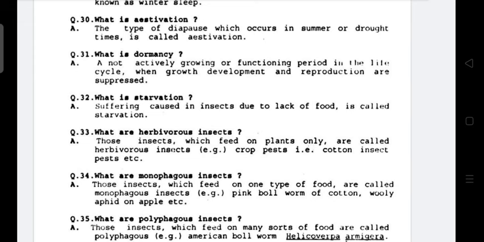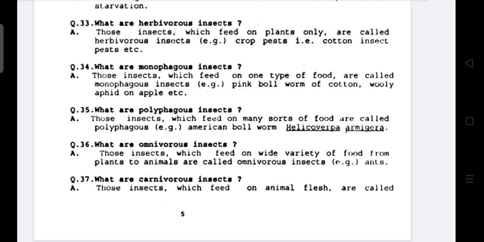What is starvation? Starvation is suffering due to low food. Starvation is caused in insects due to low food. What are herbivorous insects? The insects which feed on herbs, herb feeding. So the insects which feed on plants only are called herbivorous insects. Crop pests, all of the crop pests are herbivorous.